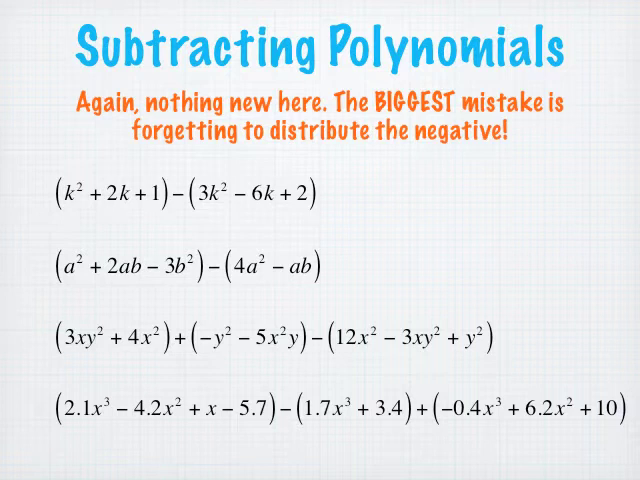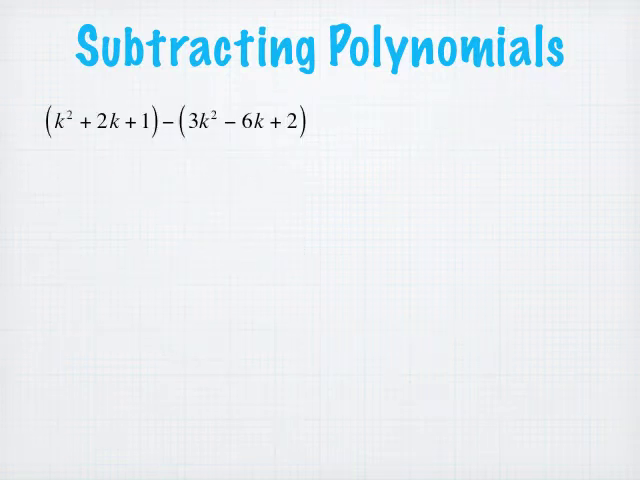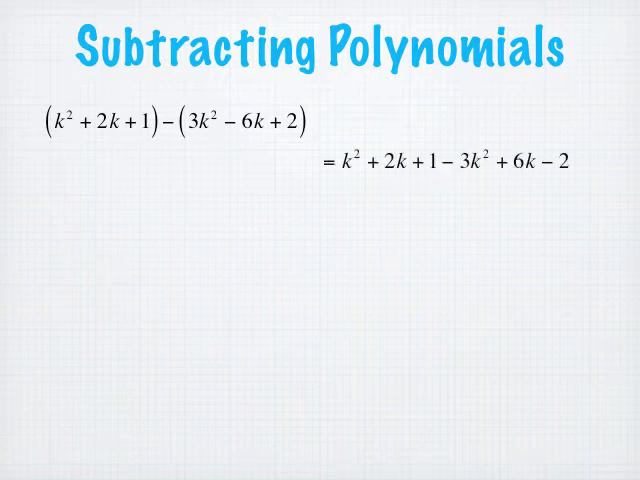Okay, now that you're back, let's look at this first one. I need to distribute that negative all the way through the second set of parentheses. So everybody seems to remember to make the 3k squared negative, but a lot of people forget to change the sign on the 6k and on the 2. So make sure that you're distributing that negative.